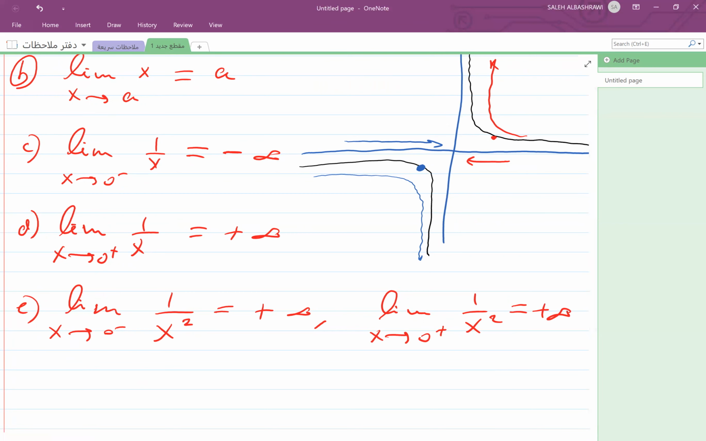So these are some basic limits for the constant function, the linear function x, or 1 over x. And you can see that 1 over x is undefined when x is equal to 0, but we are not looking for the exact value of the function. We are looking for the limit of the function, when x is approaching the number 0, either from left or from right.